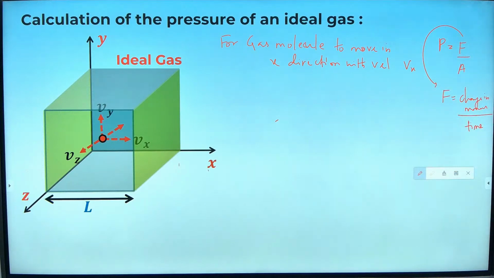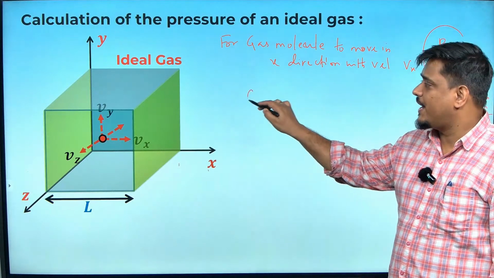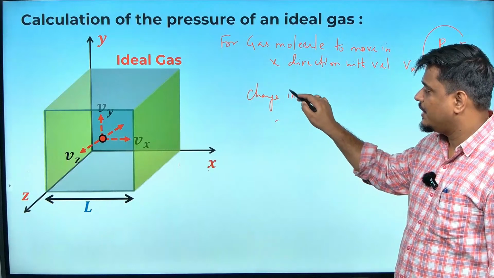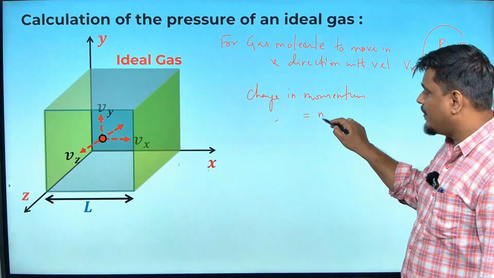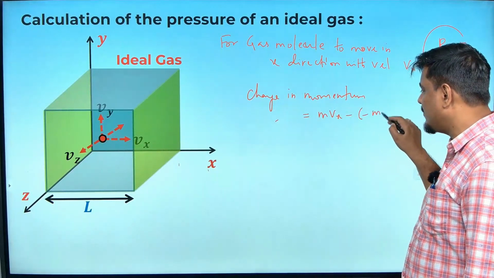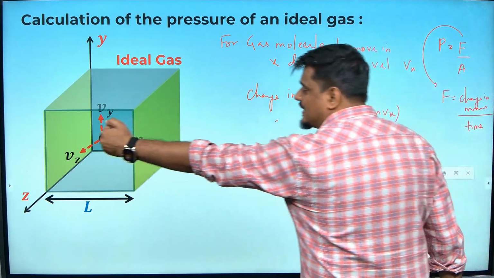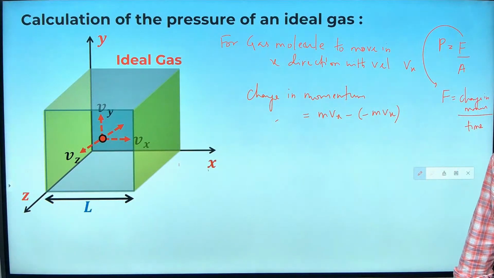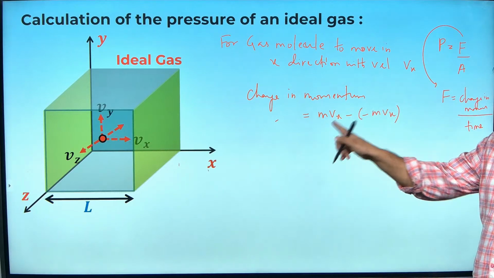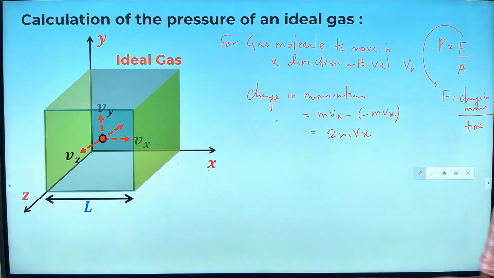I have told you the whole derivation itself. I'll do it one step at a time. First I'm going to find the change in momentum. For finding the change in momentum, don't you think it will become equal to mvx minus of minus mvx? I hope all of you are understanding this. Initial momentum is mvx in this direction. After it hits and comes back, velocity will become minus vx, so momentum will become minus of mvx. Subtract both, you will get mvx minus of minus mvx, which will become equal to 2 mvx.